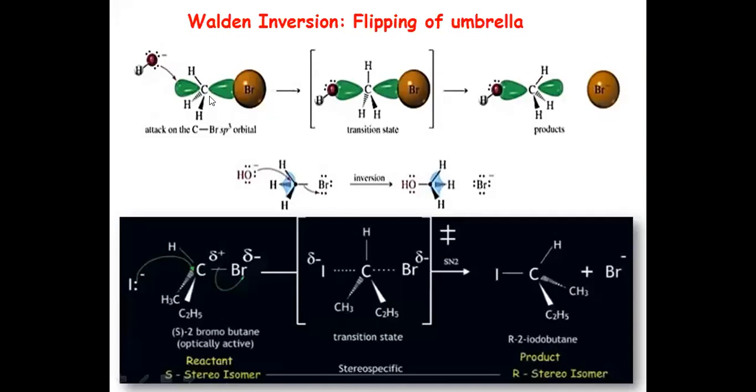So again, here we have shown that your hydroxyl group occupies the position exactly opposite, and you get the inverted product. So this is my umbrella, and this is flipped umbrella, and this is inversion of configuration. So this is how we will always show the example, where we show that SN2 is a stereospecific type of reaction.